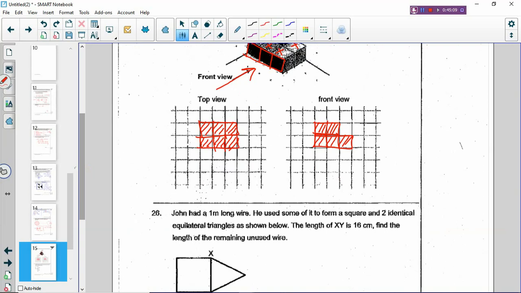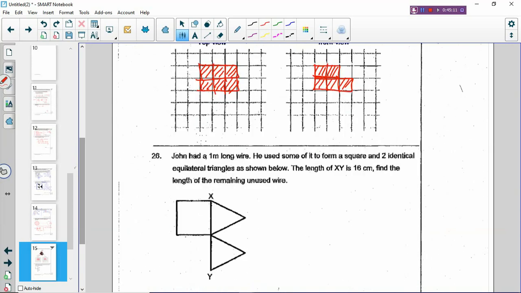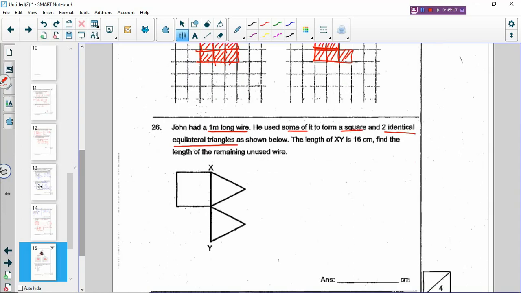Now, John had a 1 meter long wire. He used some of it to form a square and 2 identical equilateral triangles. When you see area and perimeter, or even angles, geometry, you see all the different shapes. If you see squares, you mark out the sides so that you know that they are all equal. And if you see equilateral triangles, you also mark out the sides so that you know that they are all equal.